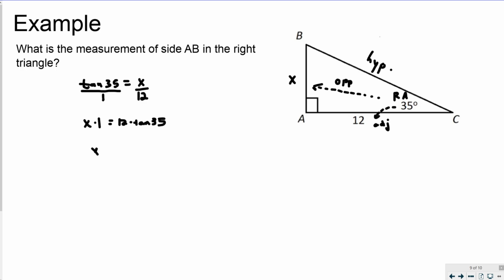On the left side, x times 1 is just x, and the tangent of 35 is 0.7002, and multiplied by 12 is 8.402, which we would say is approximately 8.4. So there it is. The measurement of side AB is 8.4.